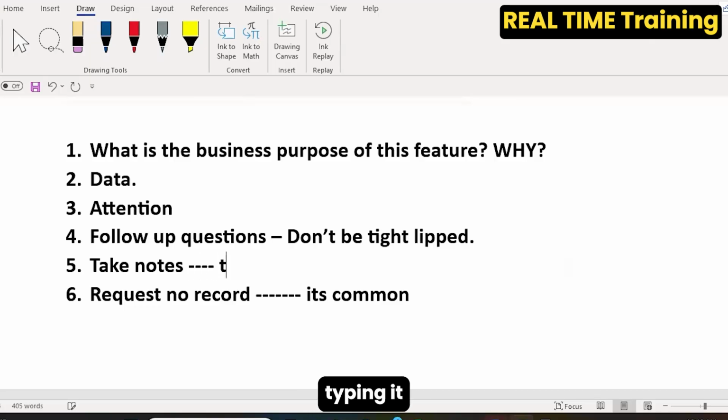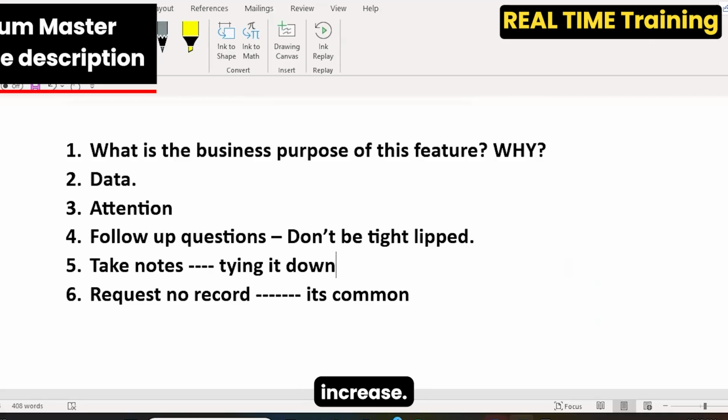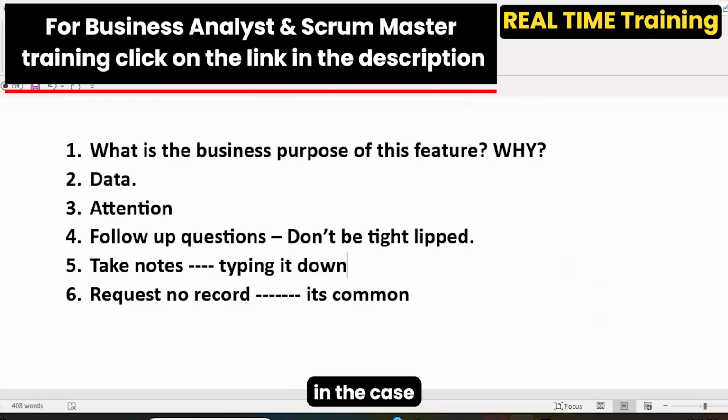I will recommend typing it down on a keyboard, because you are an IT person, you are a tech, you should be able to type fast. And if you are typing slow now, over the period of time, your pace will increase. And you should be able to type fast, especially in the case where they are not letting you record meetings, or write using a pen.